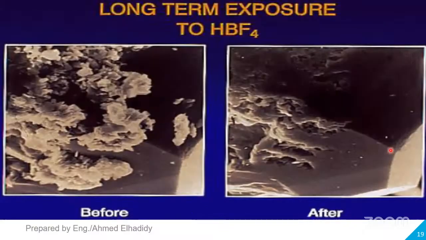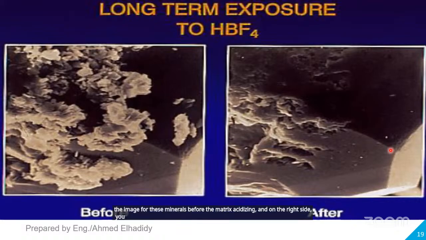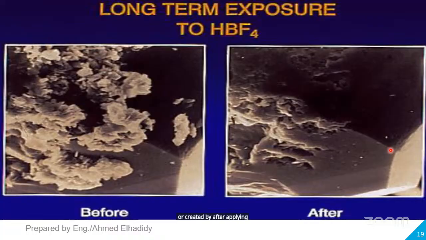And this is an example for a specific type of mineral. On the left side is the image of these minerals before the matrix acidizing, and on the right side you can observe the new pathway, or the new conductive path, generated or created after applying matrix acidizing for sandstone.